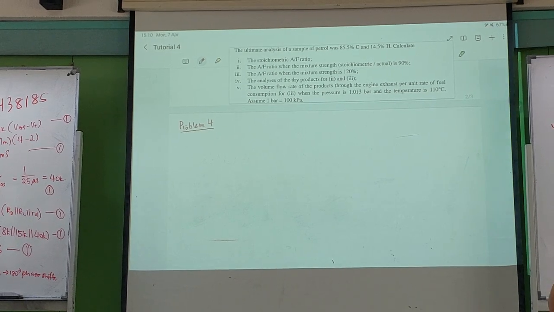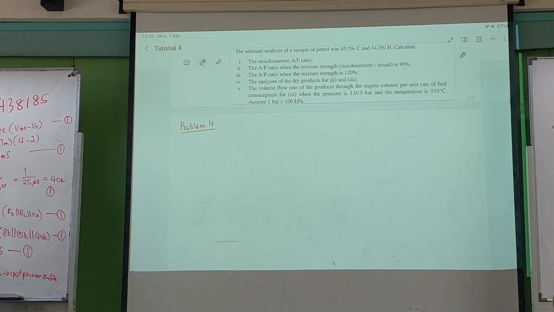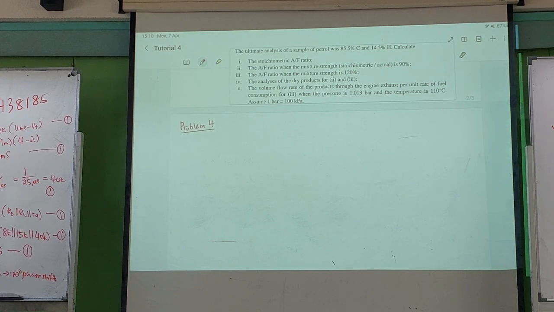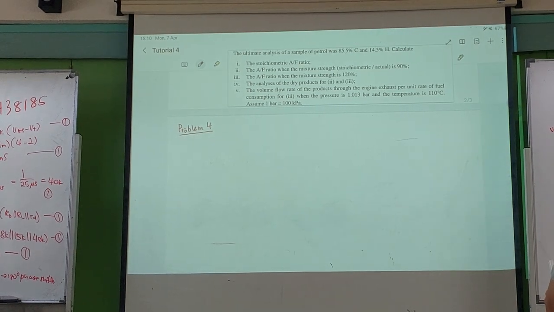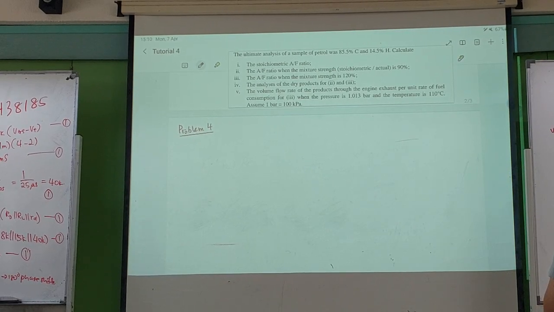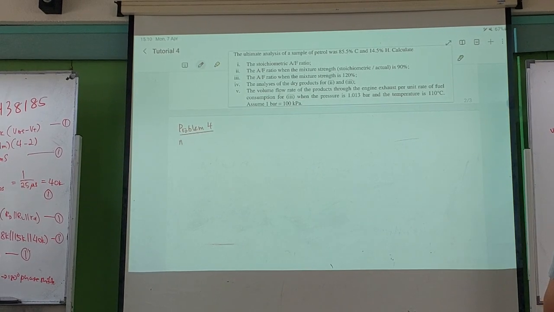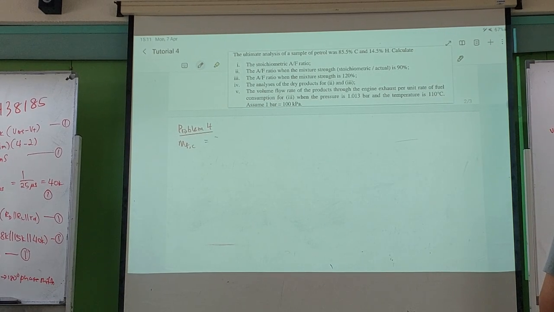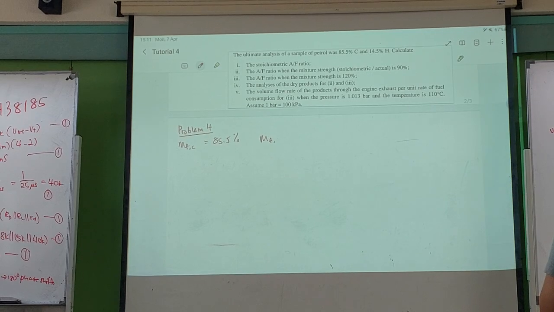Ultimate analysis of the petrol. We have 85.5% carbon and 14.5% hydrogen. Okay, so ultimate analysis means that this will be the MF, the mass fraction. So for C, you get 85.5%, then MF for H, you get 14.5%.